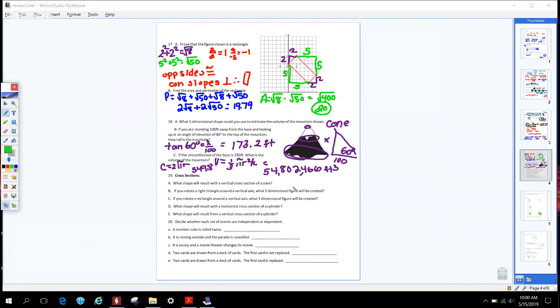What shape will result in the vertical cross section of a cone? That's cutting a cone straight up and down. That's going to be a triangle. If you rotate a right triangle around a vertical axis, what three-dimensional figure do you get? A cone. If you rotate a rectangle around the vertical axis, what do you get? A cylinder. You should have these done already, but what shape will result with a horizontal cross section of a cylinder? So if you cut a cylinder in half, you'll get a circle. If you cut it up and down, you're going to get a rectangle.